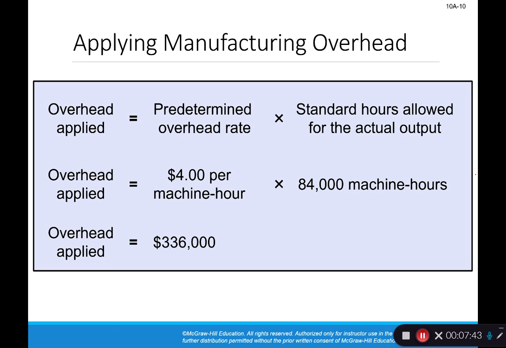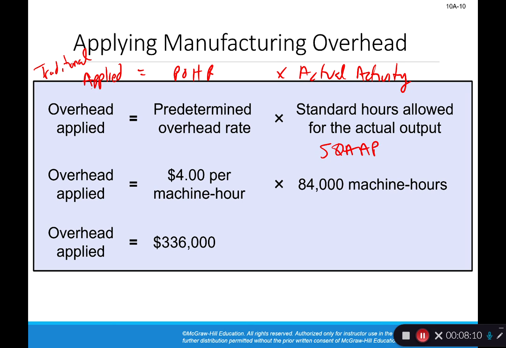When we apply overhead in a standard cost system, it's a little different than in a traditional system. In a traditional system, which we learned up to this point, the applied overhead equals our predetermined overhead rate times actual activity. In a standard cost system, overhead applied is the predetermined overhead rate times our SQAP. That's our standard quantity allowed for actual production. So that's a little different than under a traditional system. When we're using standards and we apply overhead, we base it on the standard hours allowed for actual production. So you can see the overhead applied comes up to 336,000 in total.